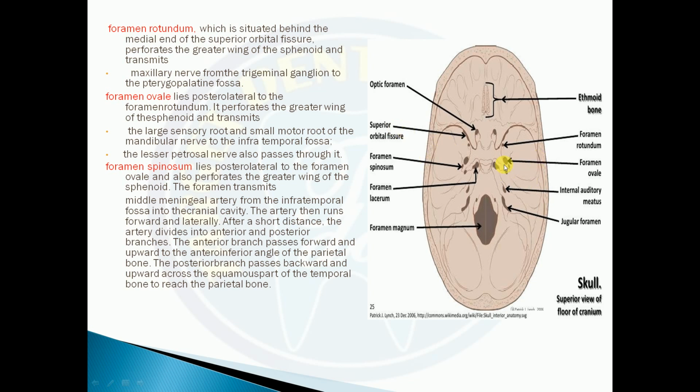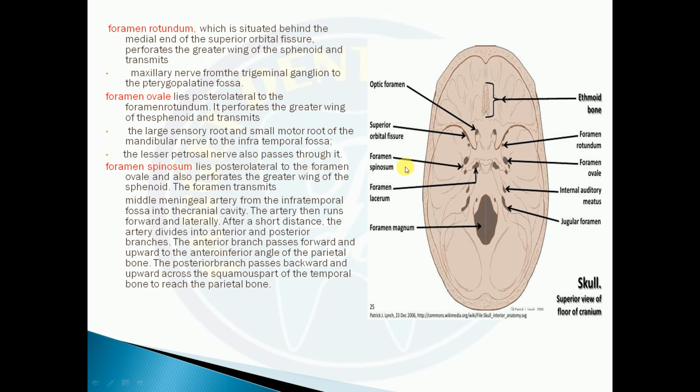Coming on to the foramen ovale, this is the foramen ovale, which lies posterolateral to the foramen rotundum. It perforates the greater wing of sphenoid and transmits the large sensory root and small motor root of the mandibular nerve to the infratemporal fossa. The lesser petrosal nerve also passes through it.